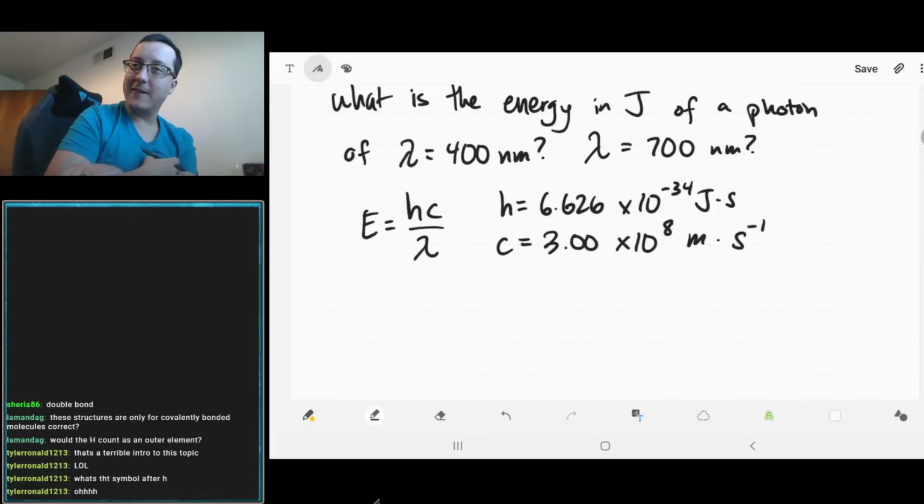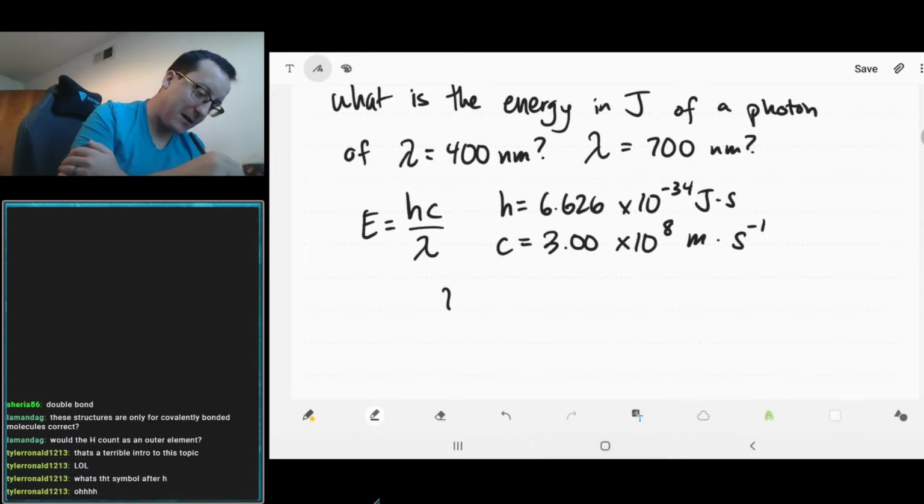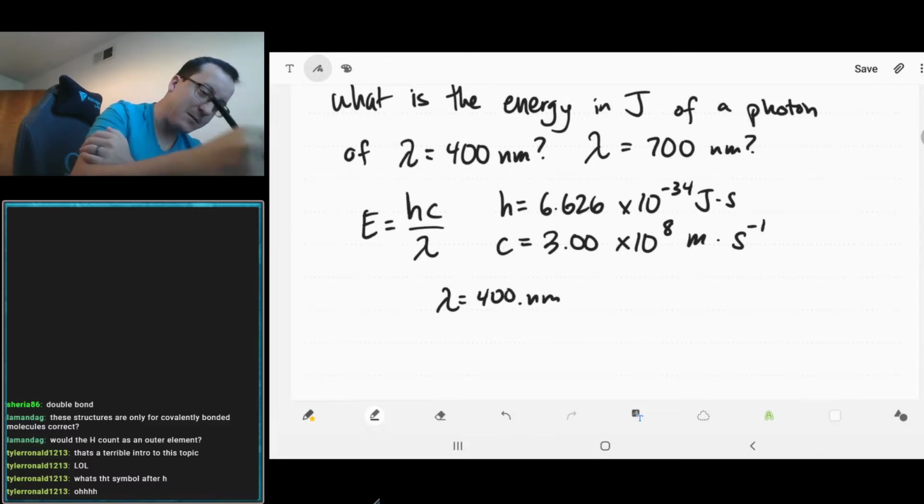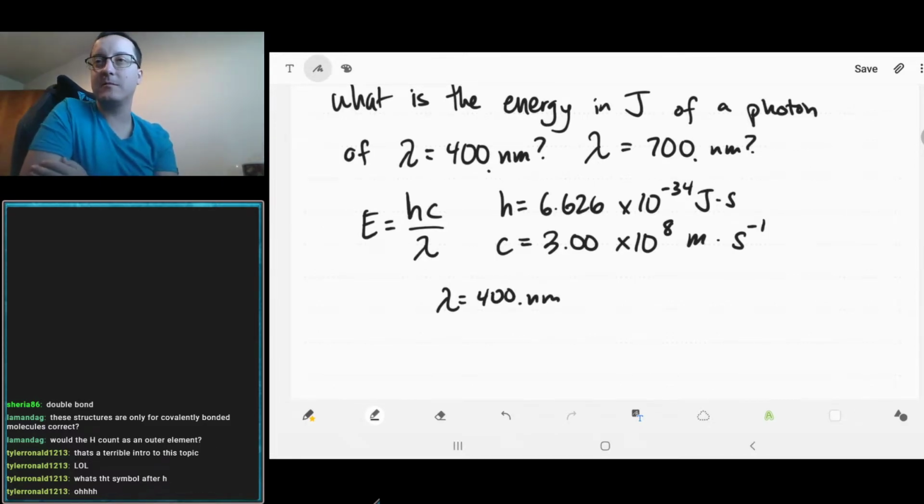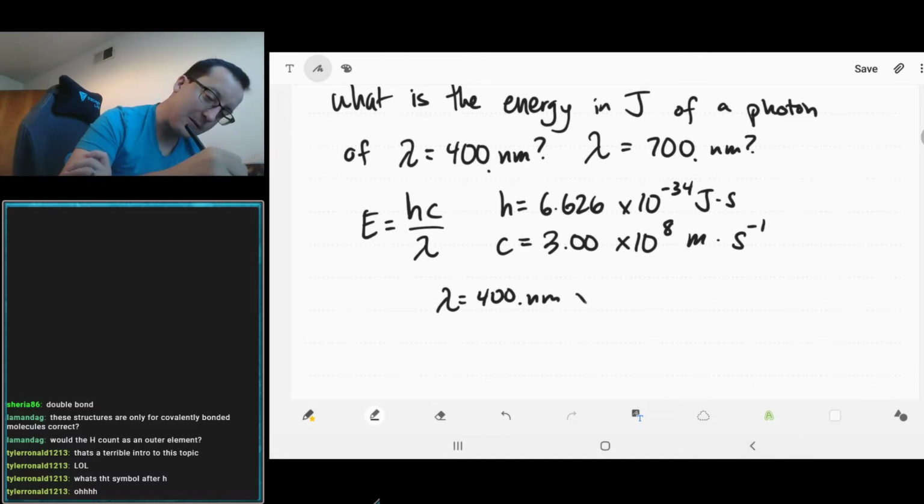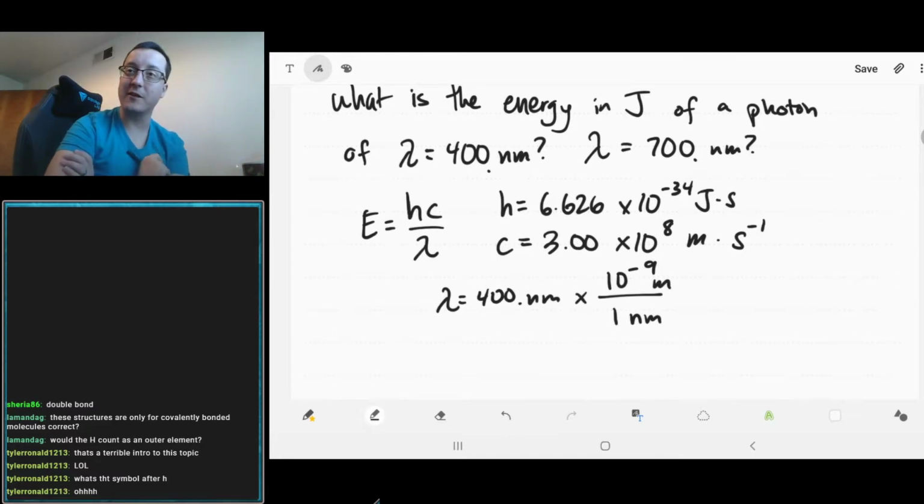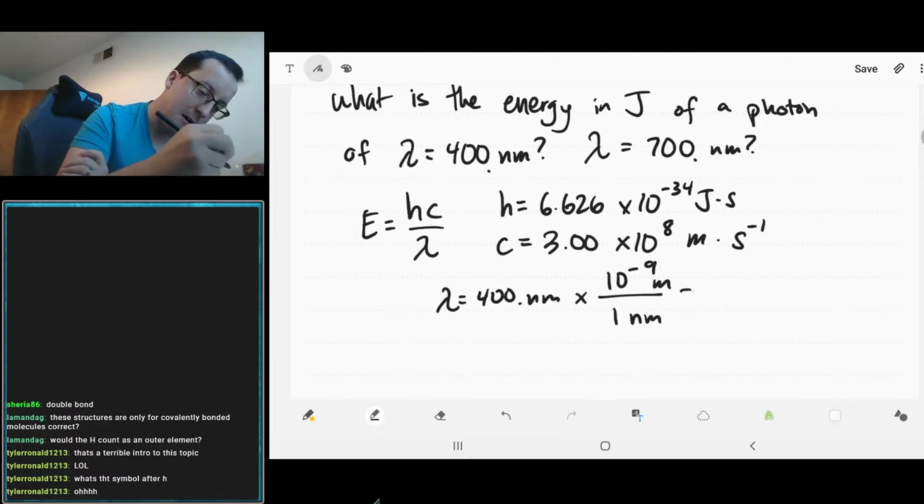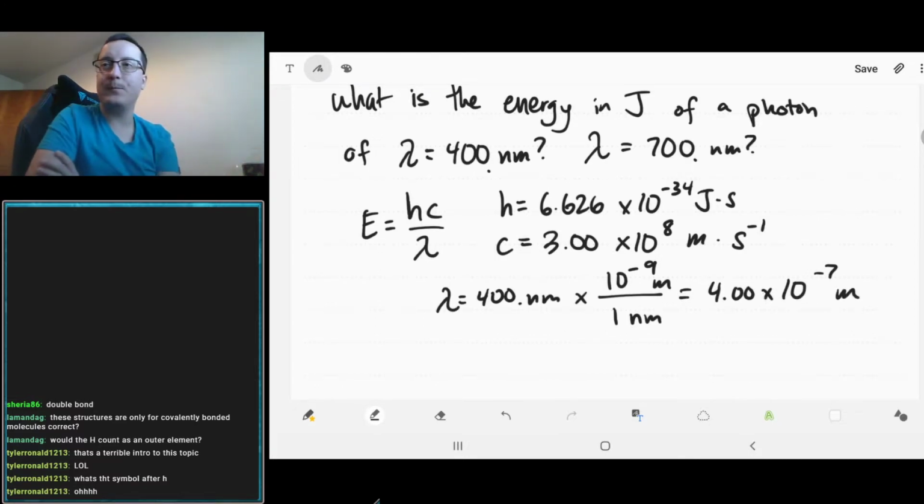We can go ahead and figure this out. So if lambda is 400 nanometers, let's put some sig figs on those, because we like sig figs. If we want to get this into meters, we know our prefix is 10 to the minus 9, right? So that is 4 times 10 to the minus 7 meters.